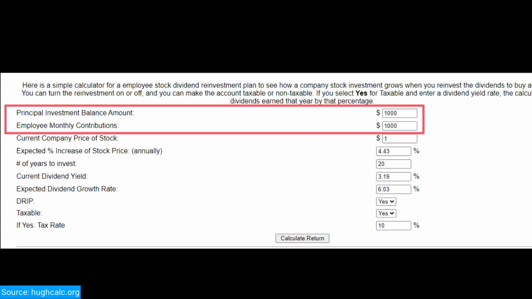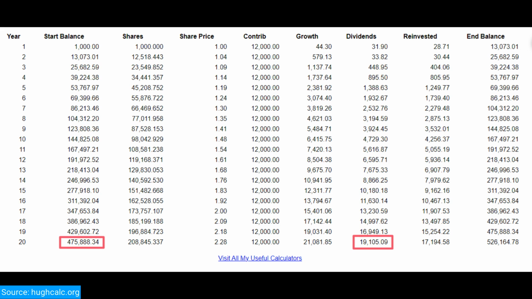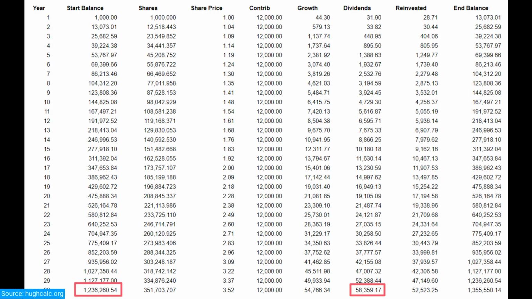Now, let's see what happens if we invest $1,000 every month for 20 years consistently without any other starting capital and by reinvesting the dividends. In 20 years, we have a $476,000 portfolio with $19,000 in yearly dividends. And if we do it for 30 years, we will have a $1,236,000 portfolio with $58,000 in yearly dividends.